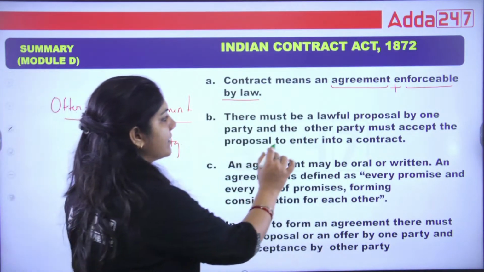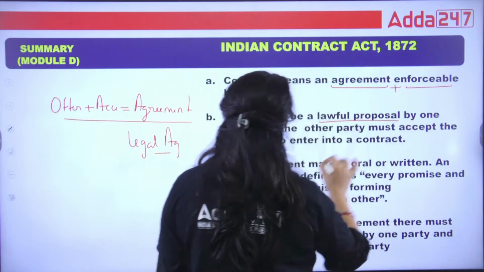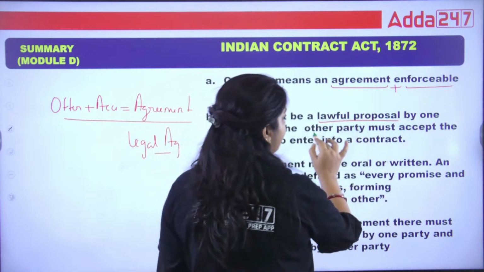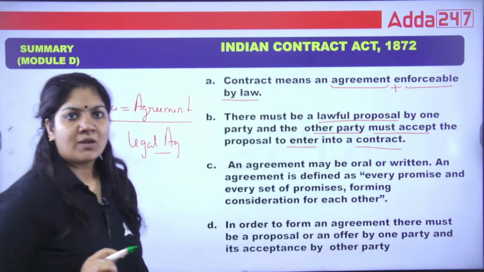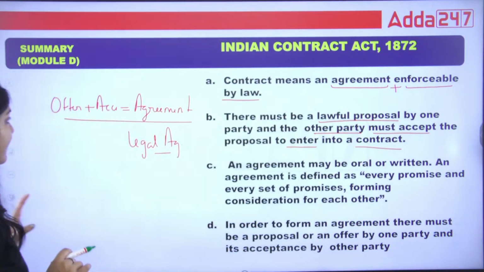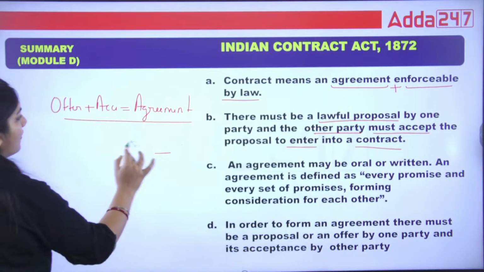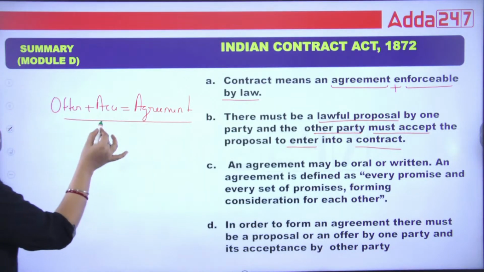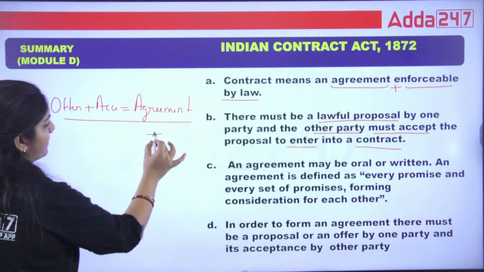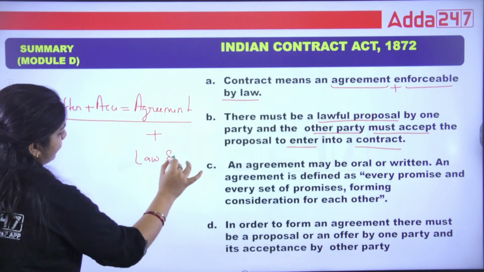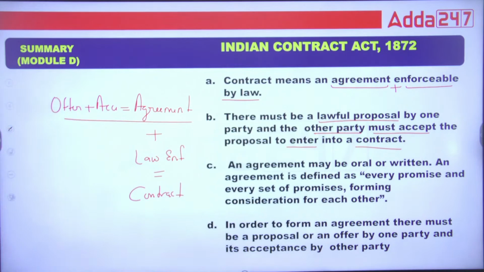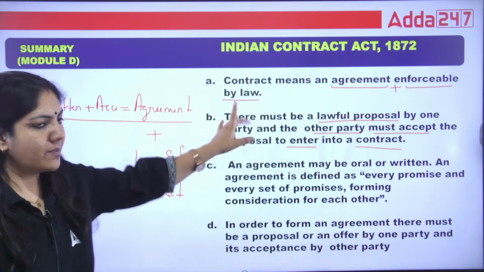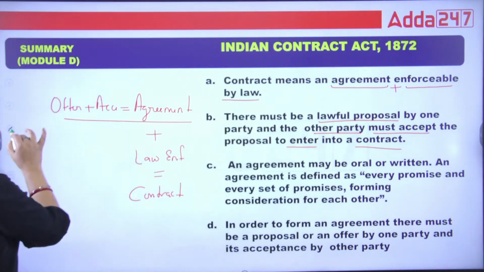Okay. Now, there must be a lawful proposal by one party and the other party must accept the proposal to enter into the contract. So in the general principle of contract, we have just seen the formula of contract. Offer plus acceptance is equal to agreement, plus law enforceability is equal to contract. So please remember this formula of the term contract. Okay. So in the contract there must be a proposal. So what is offer? Offer is also called proposal.